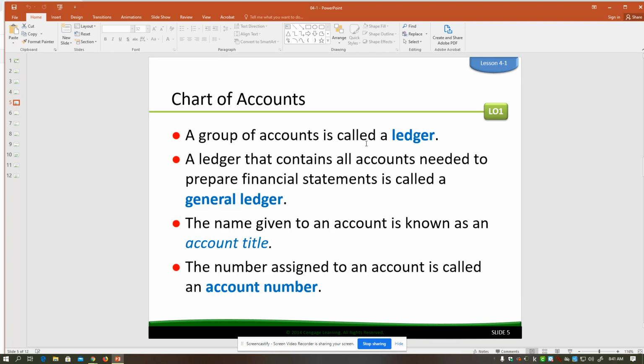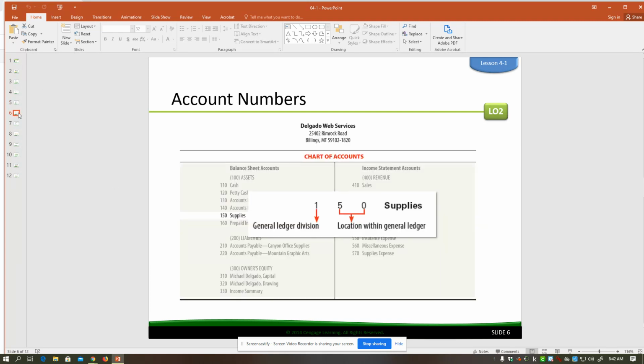A group of accounts is called a ledger. A ledger that contains all accounts needed to prepare financial statements is called a general ledger. The name given to an account is known as the account title, and the number assigned to an account is called an account number. Here's the 100 accounts as your general ledger division, and the last two numbers are the location within the general ledger.